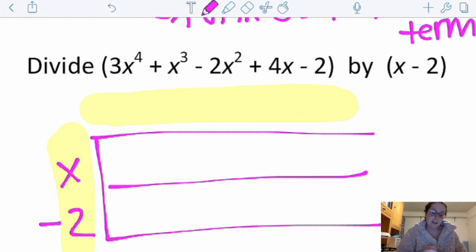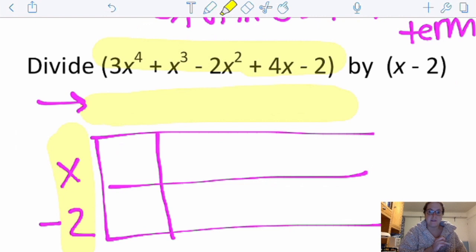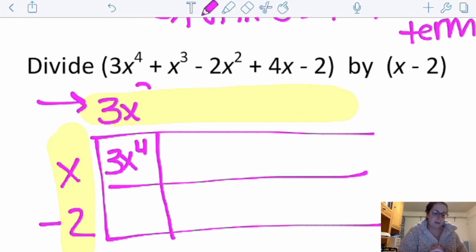And when you divide, you're actually finding the missing factor. So what's up there will be my quotient. What's in the box are the terms that will combine to give you the original. So if this is going to multiply to be 3x to the fourth, then I need to think x times what would give me 3x to the fourth. That would be 3x cubed. And then you can fill in this box down here by multiplying, just like you're doing the box method to multiply. So that would be negative 6x cubed.